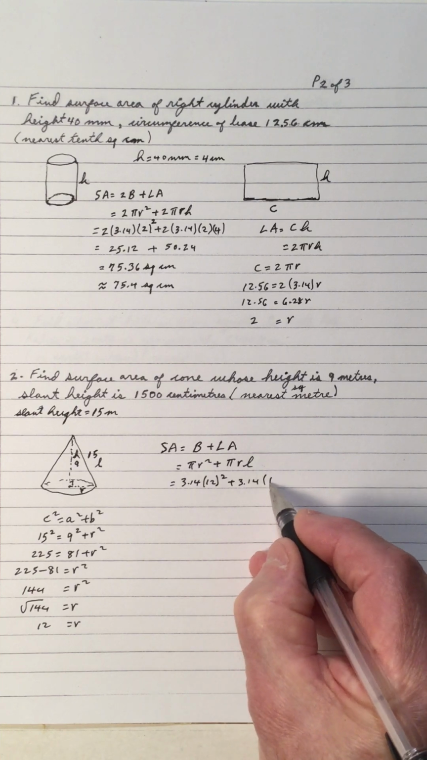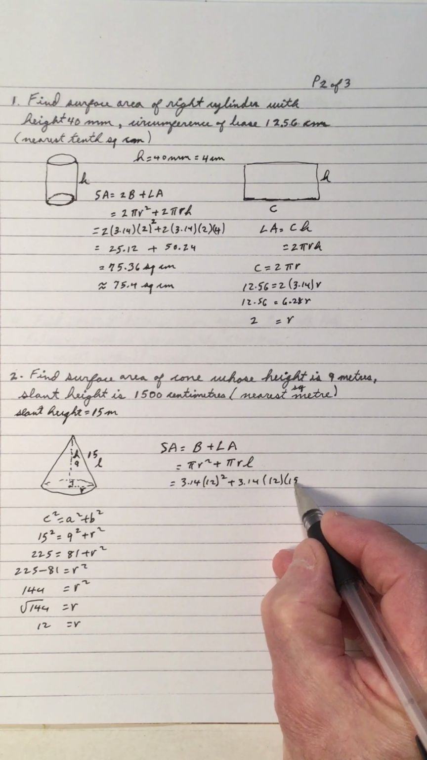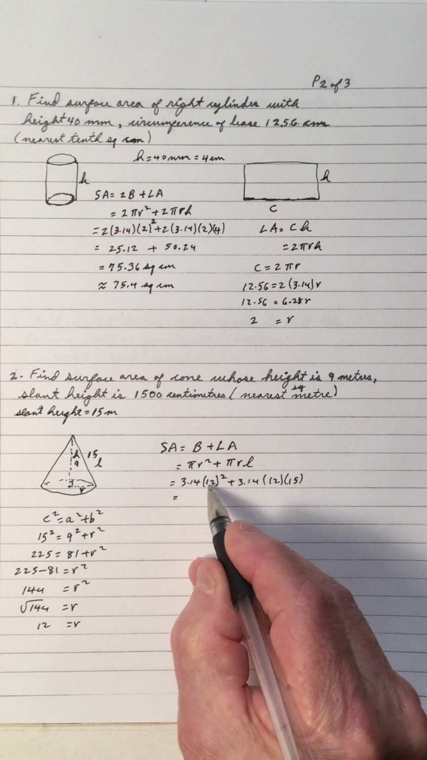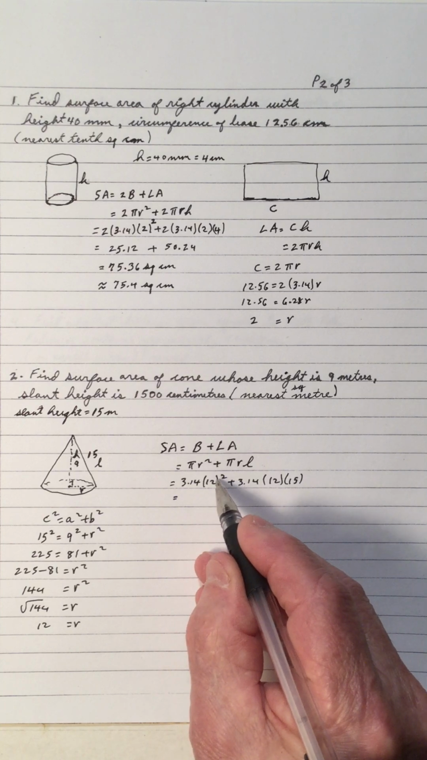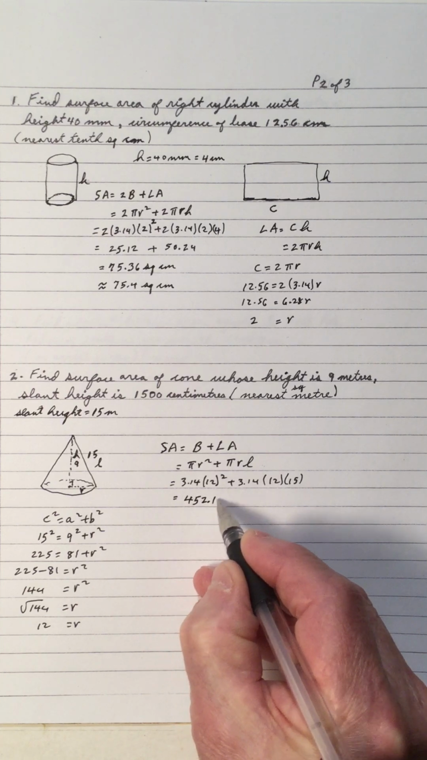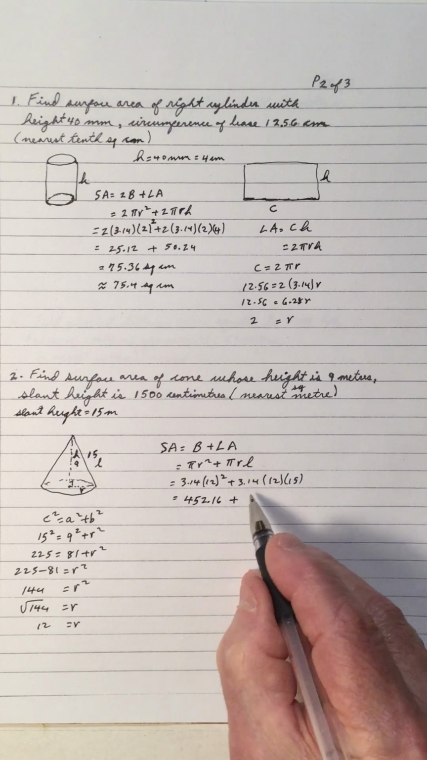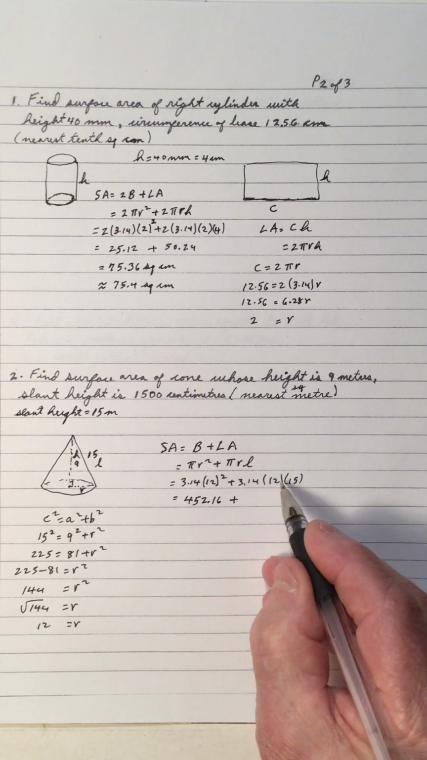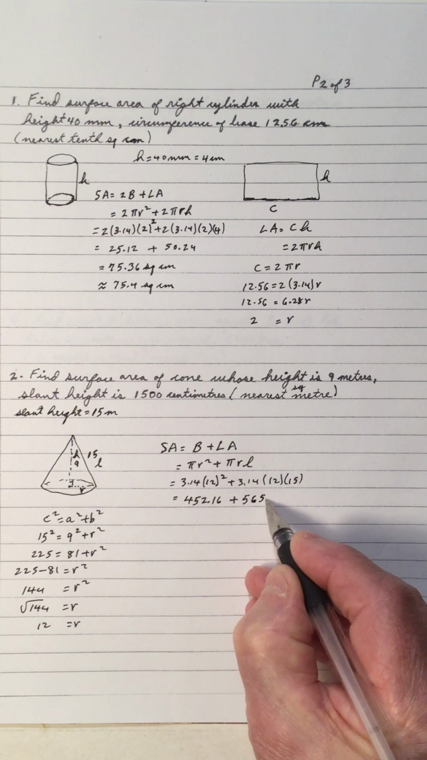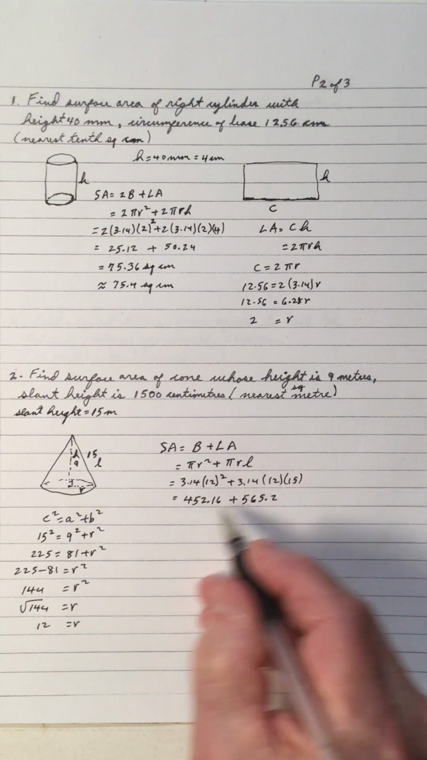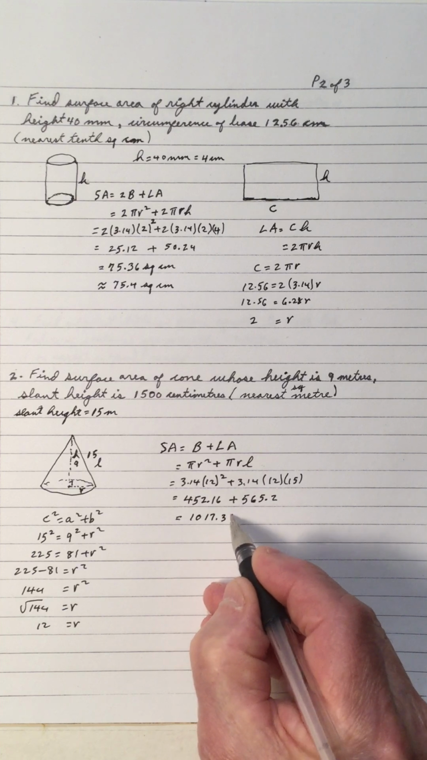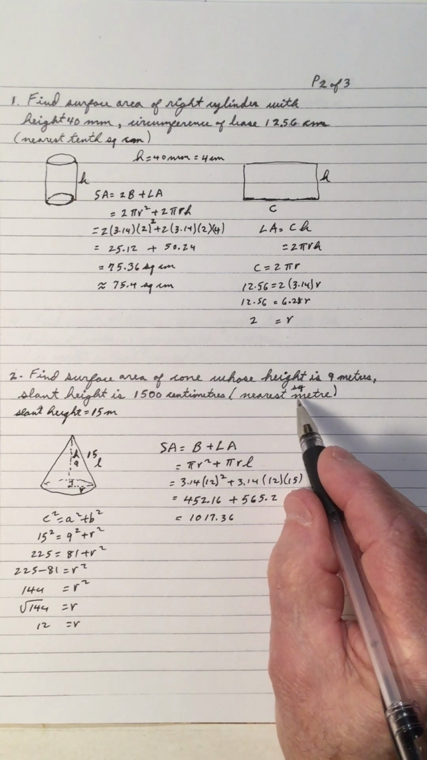3.14, radius is 12, and the slant height is 15. So when you take 3.14 and 12 squared, first is 144 times 3.14, that'll give you 452.16 with a calculator. If you multiply 3.14 by 12 by 15, that'll give you 565.2 on your calculator. And if you add them up, you get 1,017.36.